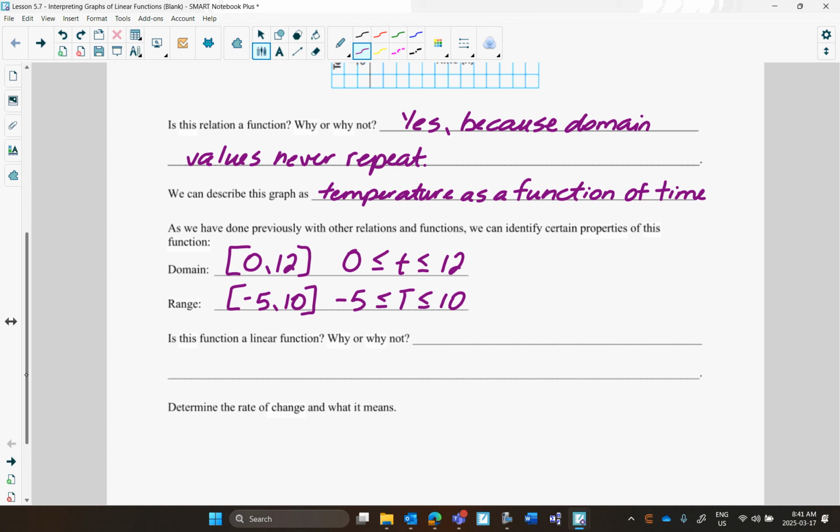Is this a linear function? Yes. Because even though it's not a line, it's a segment. It forms a line. Because it forms a line.